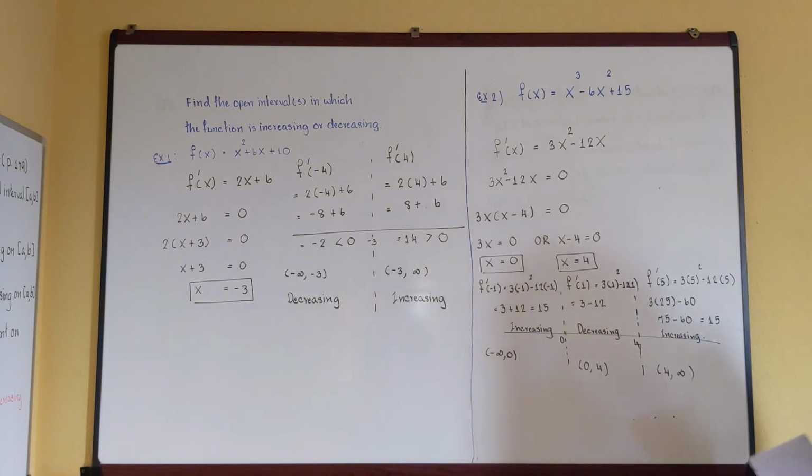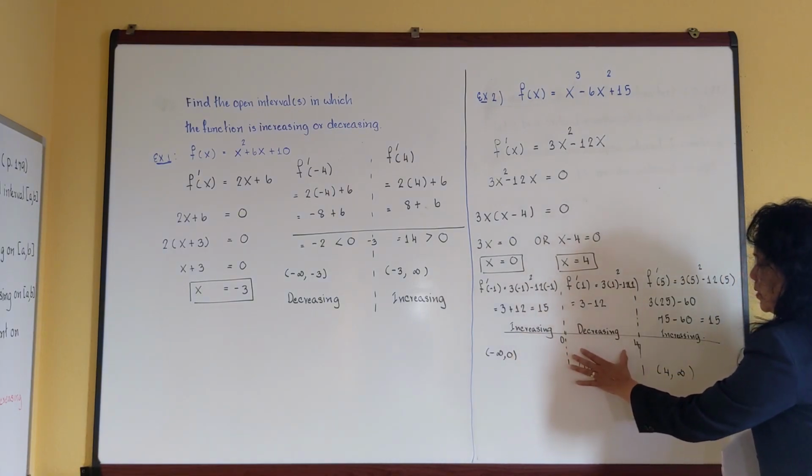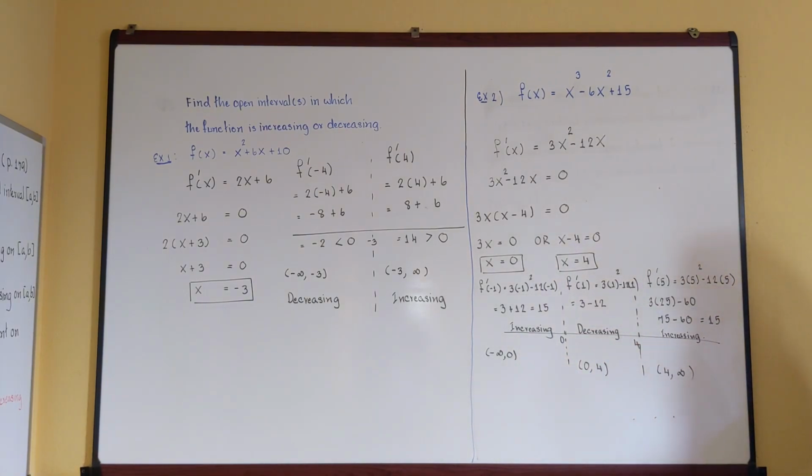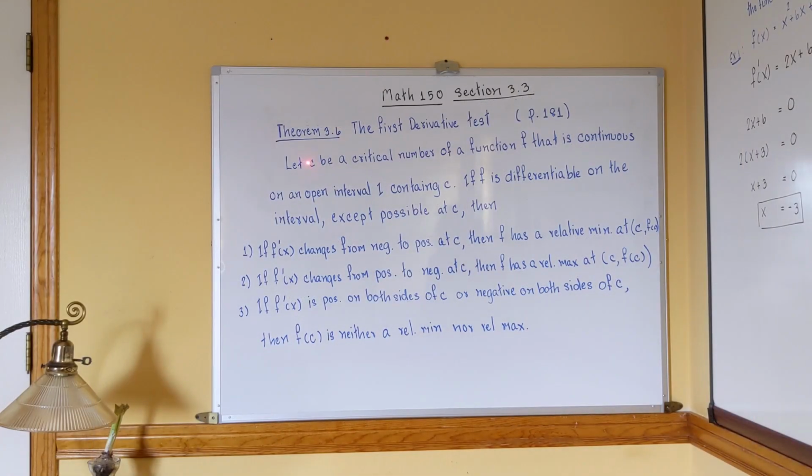So each interval, this is increasing, decreasing, and increasing. Next, we're going to find the maximum and minimum, which require the first derivative test. Hi, let's look at Theorem 3.6, the first derivative test. I believe this is on page 181 in the book.